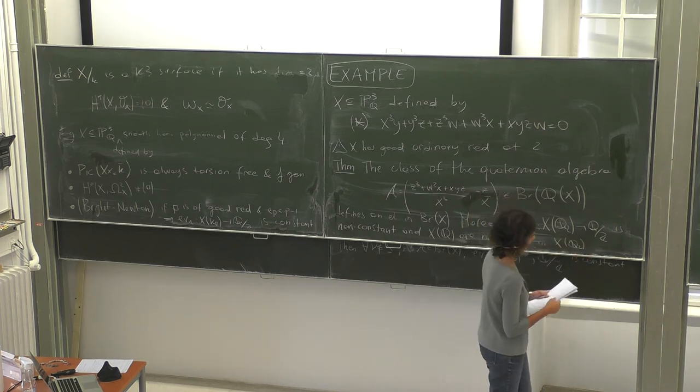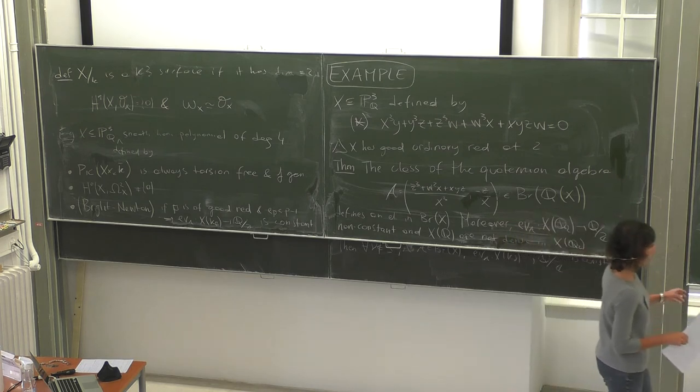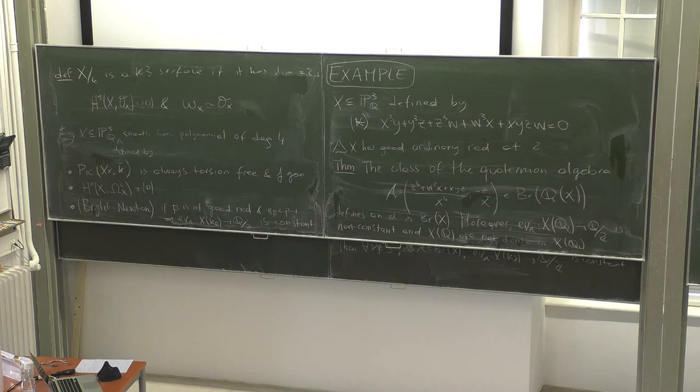Okay, so if we compare this with the result of Bright and Newton, we see that in this example, everything is happening already over the rational numbers, so there is no need to take a field extension. And also, the element has exactly order 2, while in the result, the element has order a power of 2.